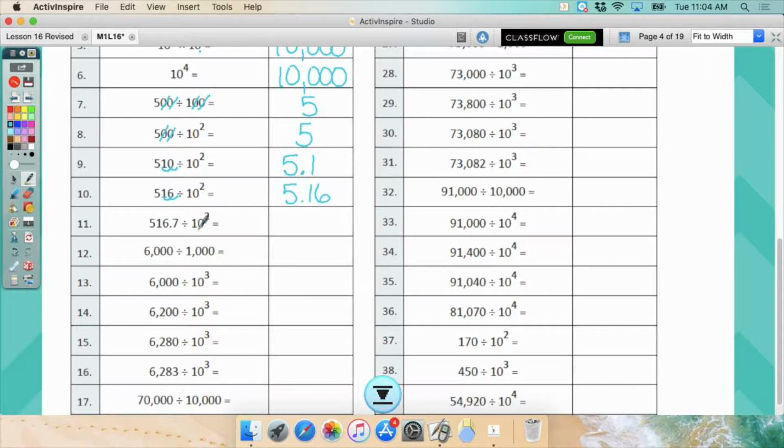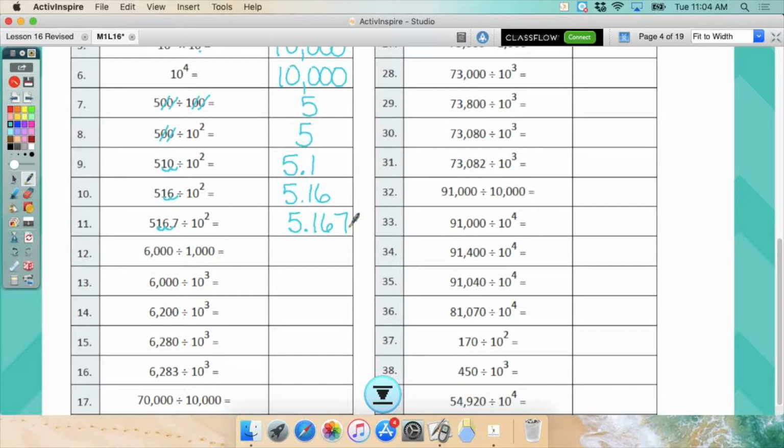Okay, how many times do I hop the decimal? 2. Now someone tell me why we're going to the left. Because we're dividing. And if you look over on our poster over here, we have a little thing to help us. You can hop the decimal. Did you practice that at your other school? Okay, good. All right, let's do the next 5, and then I'm going to set the timer.